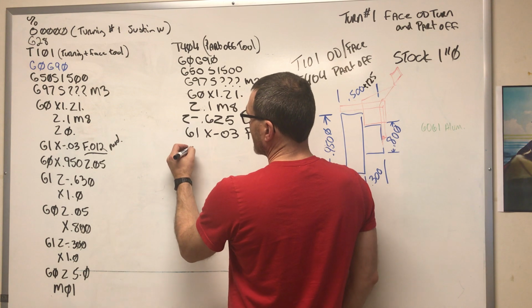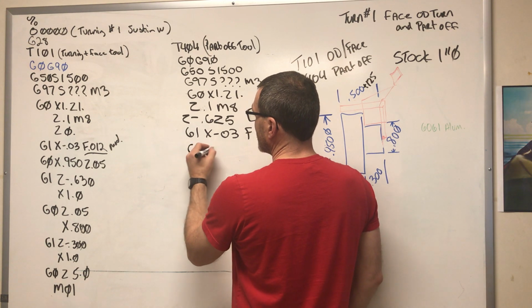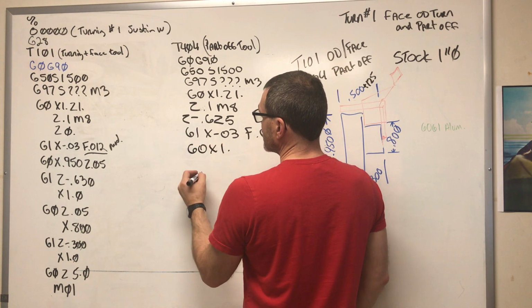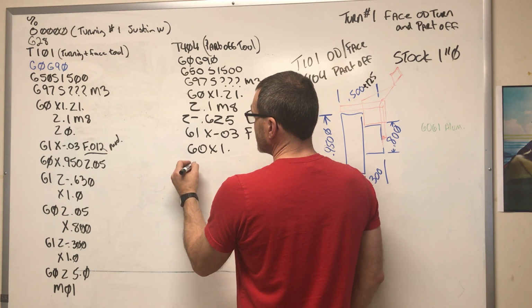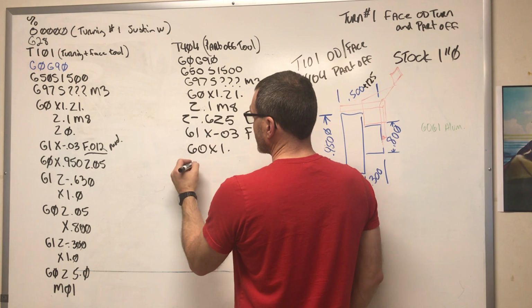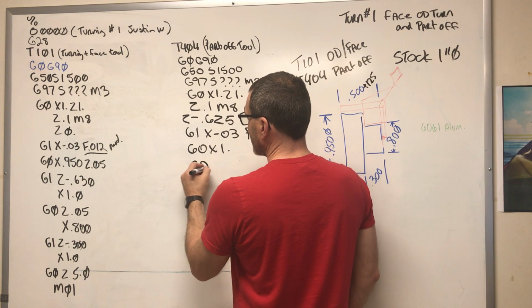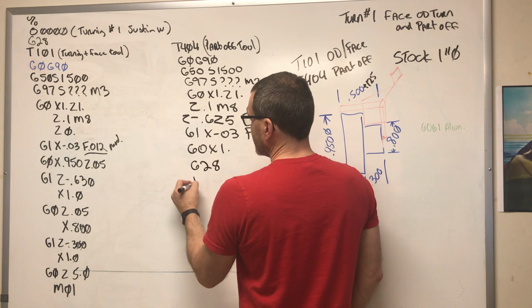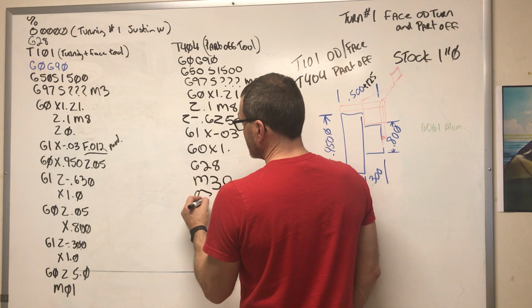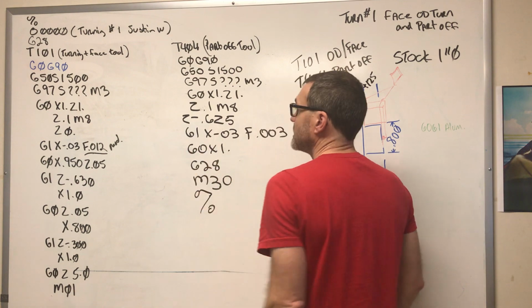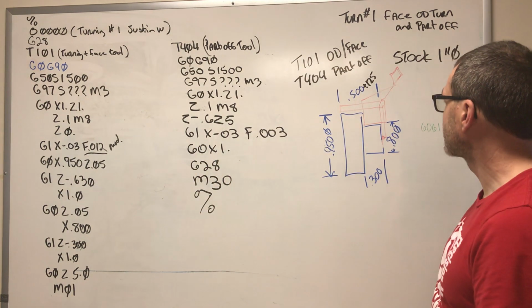After we've parted it off, we're going to do a G0, X 1 inch. And then from that point, we could do a couple of different things. We could do another G28, probably the easiest. And then M30. And then a percent sign. That is your first program.